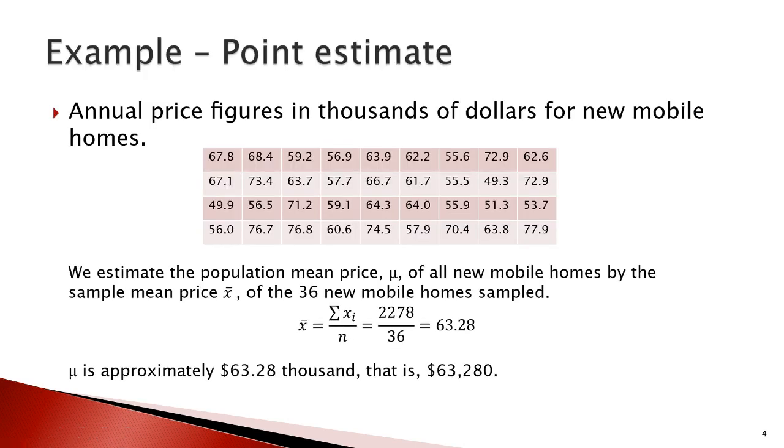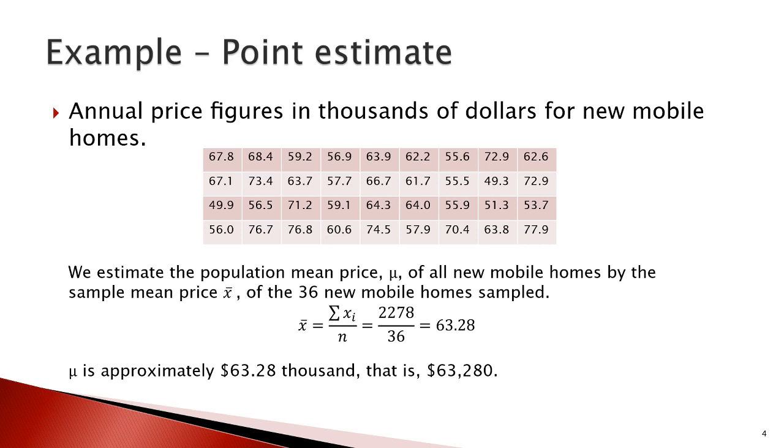Now let's move on to an example of estimating mu by x bar. Here in this table we have annual price figures for 36 new mobile homes, and they are in thousands of dollars. The only thing we need to do to estimate the population mean price is find the sum of the prices and divide it by 36, that is the number of new mobile homes in our dataset.